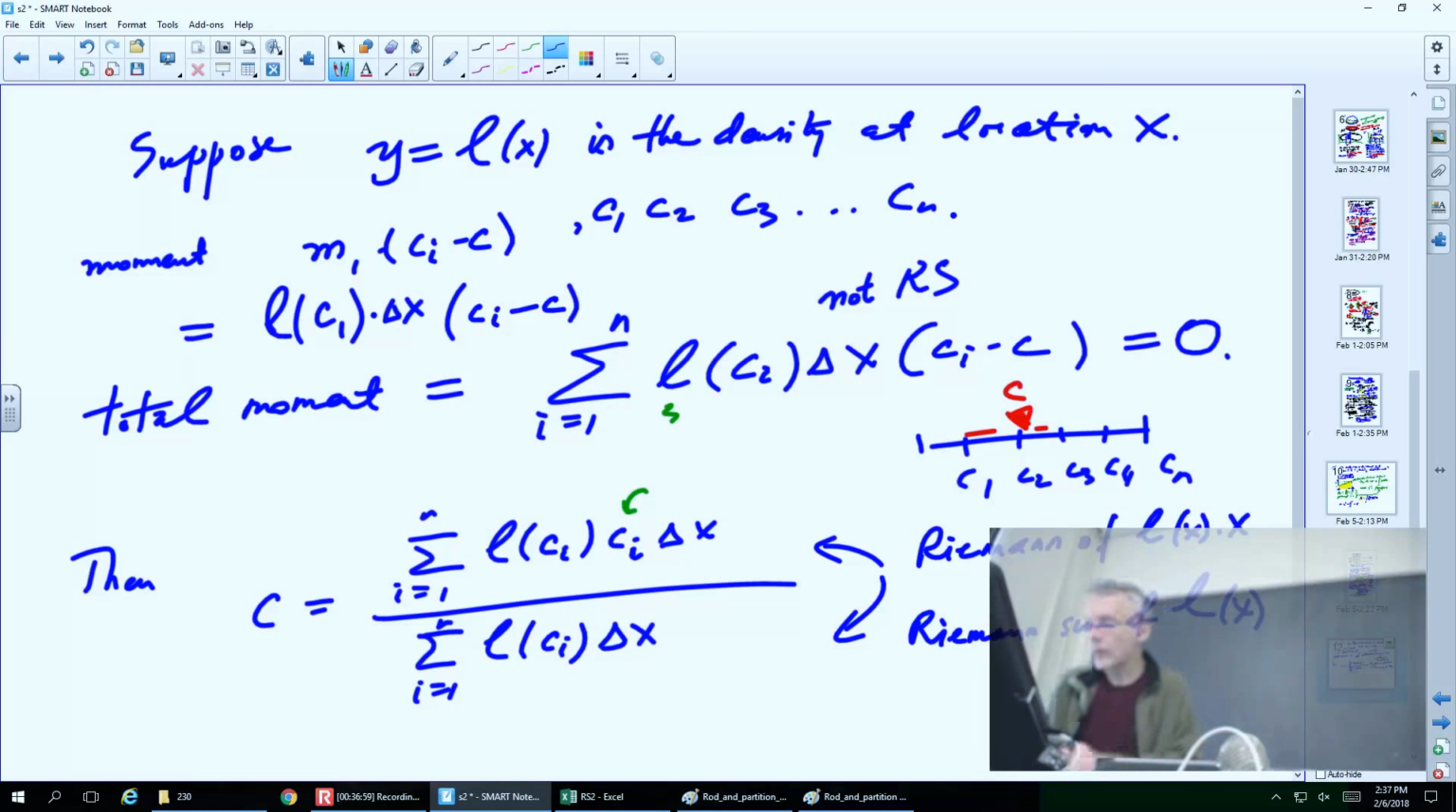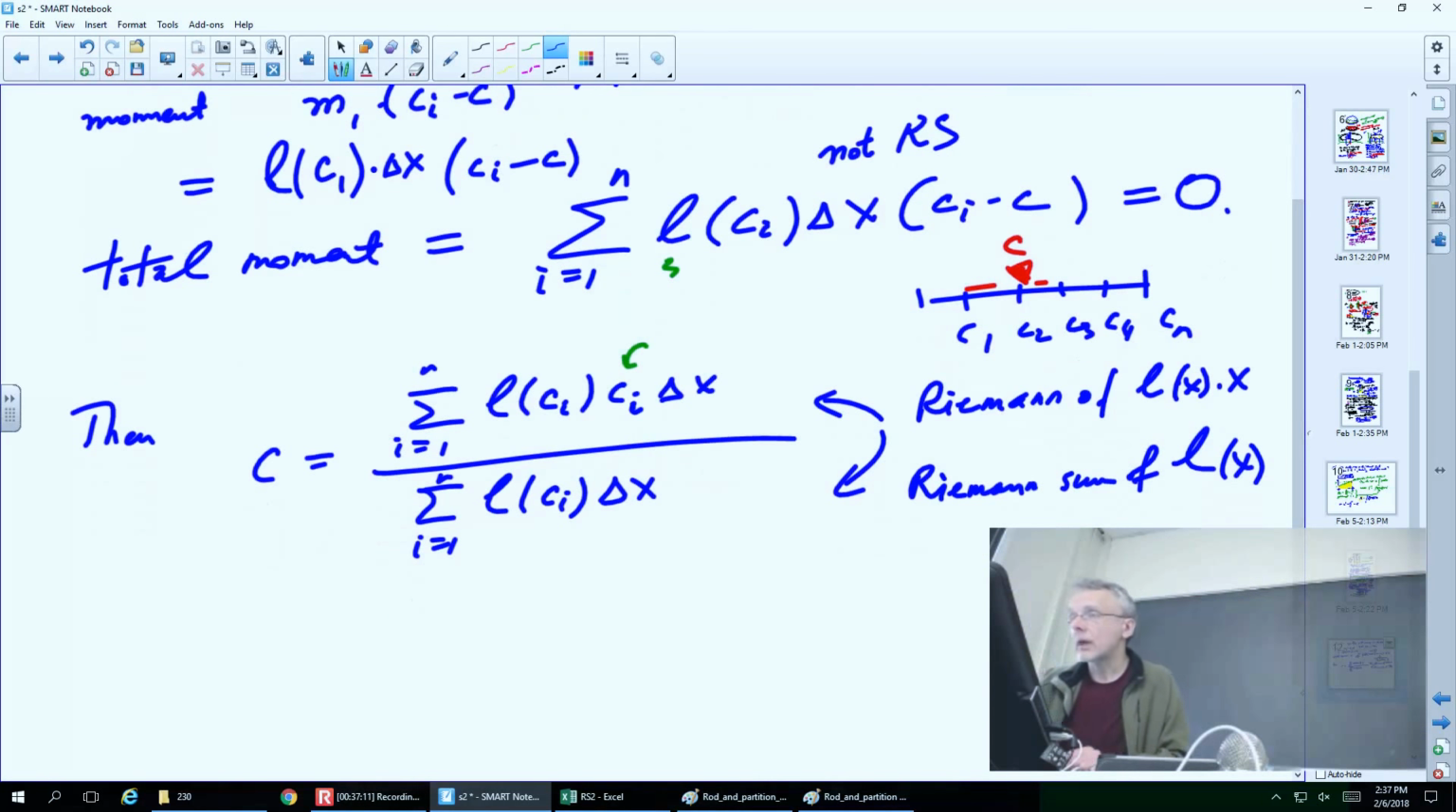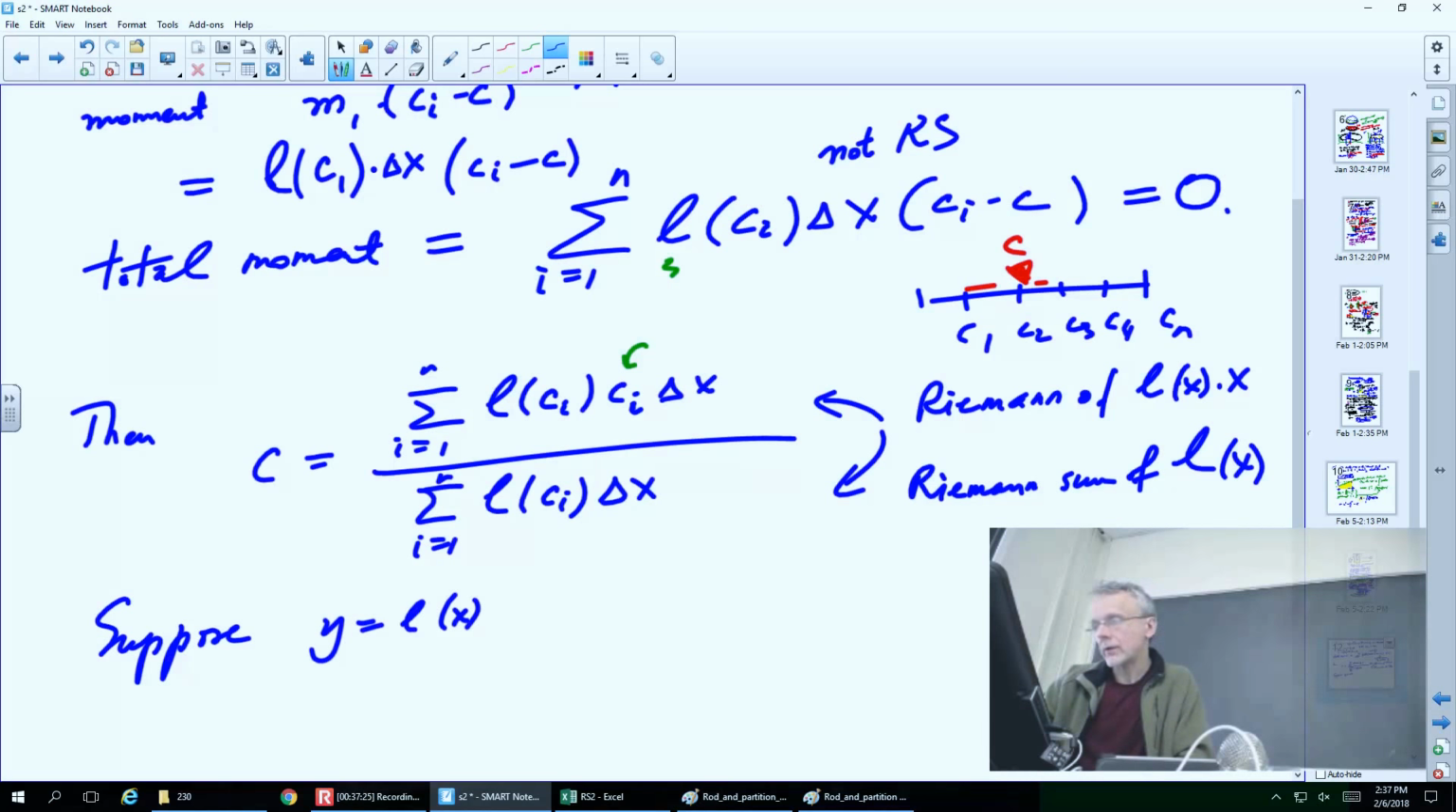But we already did this with Excel, so that is not surprising to us. So that's certainly working out. We are progressing then to the next level, however, and that level is a function that is now changing continuously. So suppose y is equal to L of x. This is a continuous function.